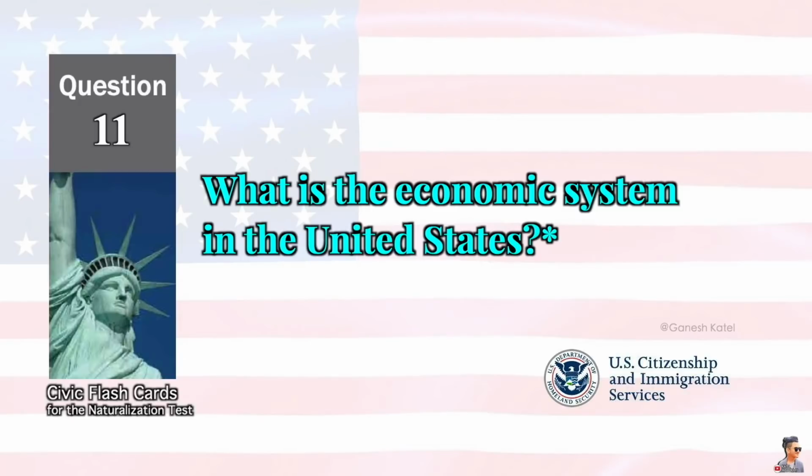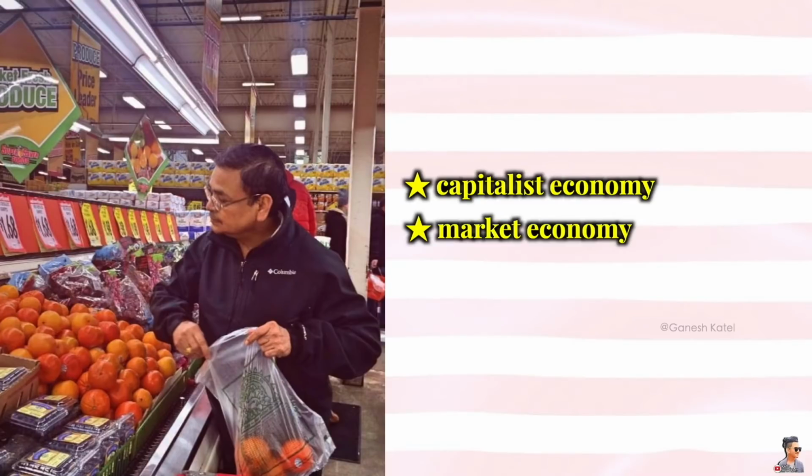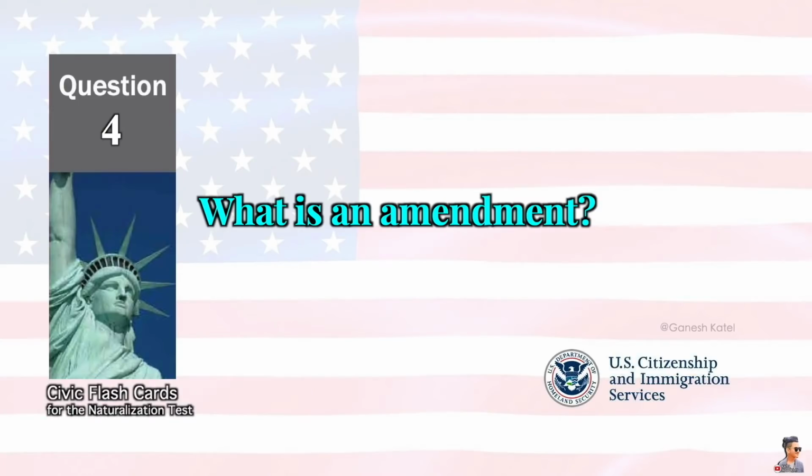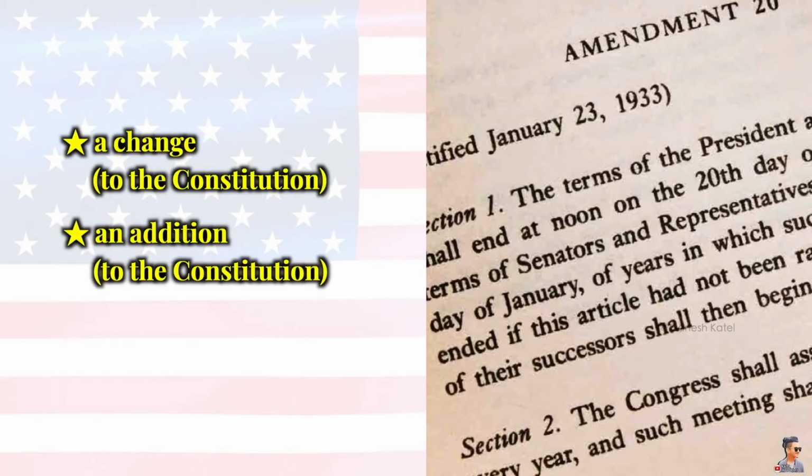What is the economic system in the United States? Capitalist economy. Market economy. What is an amendment? A change to the Constitution. An addition to the Constitution.